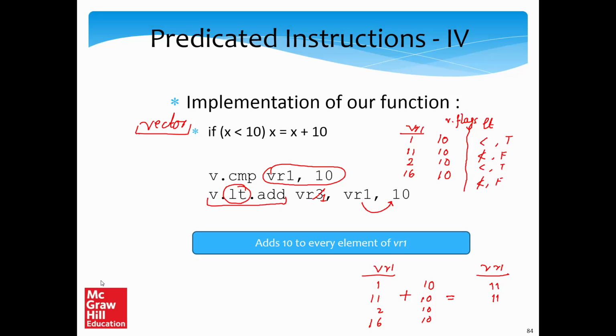So in the third case, yes, the predicate is true because 2 is less than 10. So in this case, we will also add 2 plus 10 and make it 12. And in the fourth case, the predicate is false, so we will not do anything. So the final result will be 11, 11, 12, and 16. So this is how we can actually perform a vector comparison and then a predicated vector add.